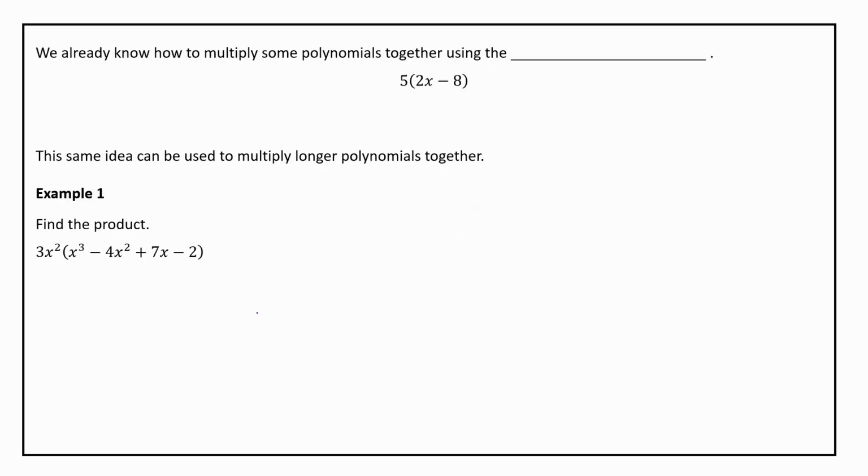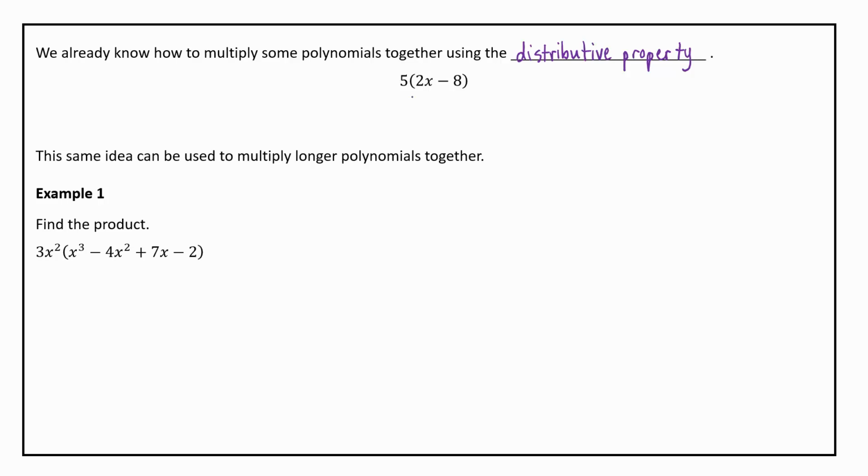First up here, at this point, if you're going through an Algebra 1 course, you probably already know how to multiply some polynomials together using a property called the distributive property. This property is usually introduced in pre-algebra and then maybe talked about at the beginning of Algebra 1, and then we're revisiting it now as we think about multiplying polynomials together.